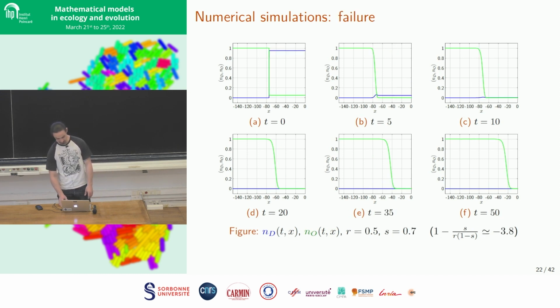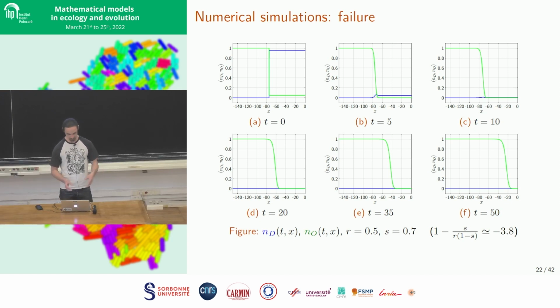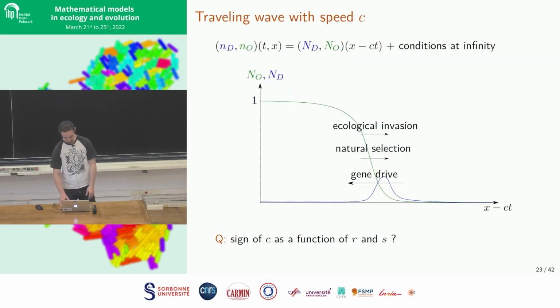But you also can find cases where the drive invasion is going to fail. And actually, the drive is going to completely disappear from the population, and the wild-type population is going to invade again, actually at its classical Fisher-KPP speed. So there are cases of success, depending on what you call success for gene drive, and cases of failure. And so it's natural, in view of these simulations, to consider traveling waves with constant speed.